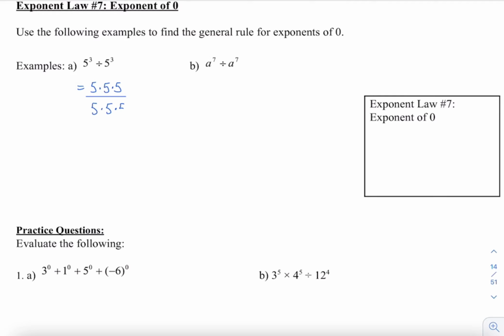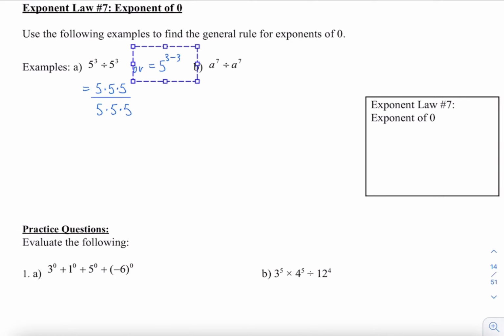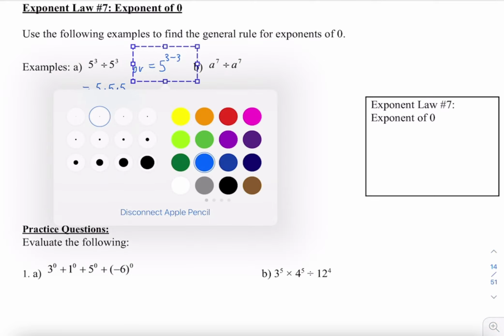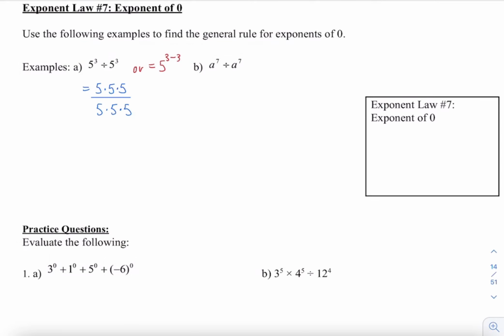I can write this using repeated multiplication, or I can write this using my exponent law, which tells me I need to subtract the exponents. If I simplify, I'm going to do this in a different color. So if I were to simplify my red writing, I know that my final answer is 5 to the 0.